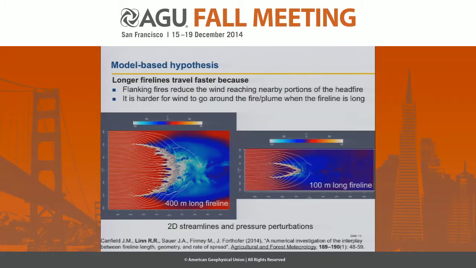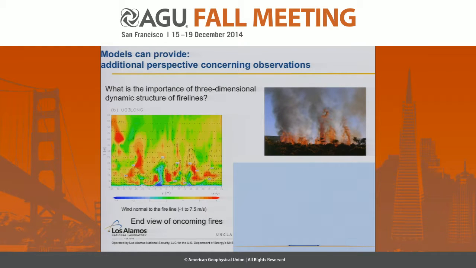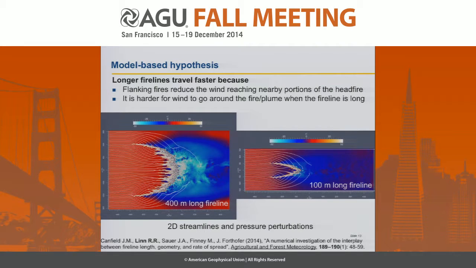So the good thing about these models is that we can dissect them and look at that fully disclosed, partial physics, but fully disclosed nature of the results. In this case, we can look at the fire lines of two different lengths and start to understand what drives their different behavior. Here, pressure is the red and blue, and the white lines are 2D streamlines along the surface.